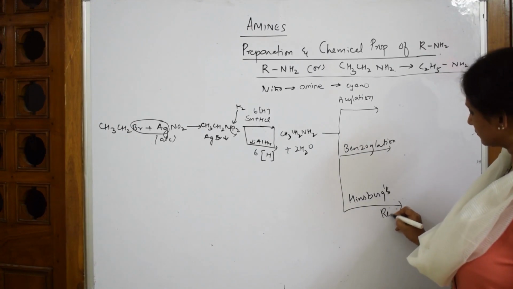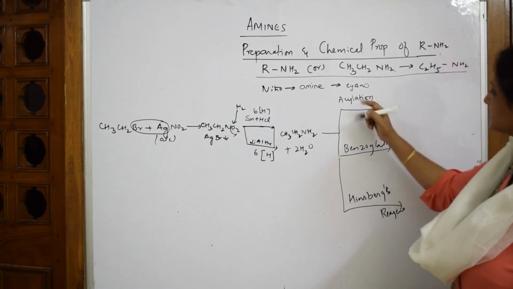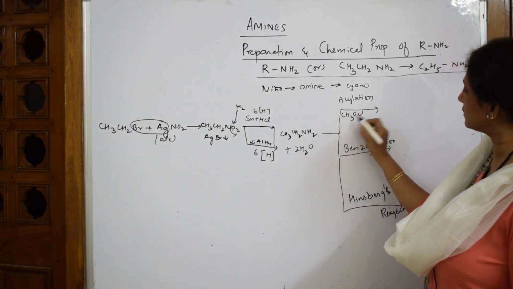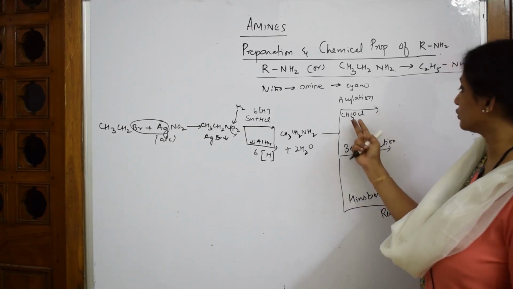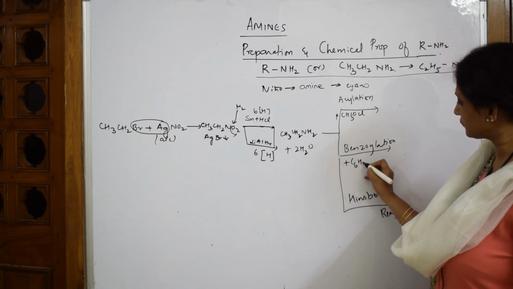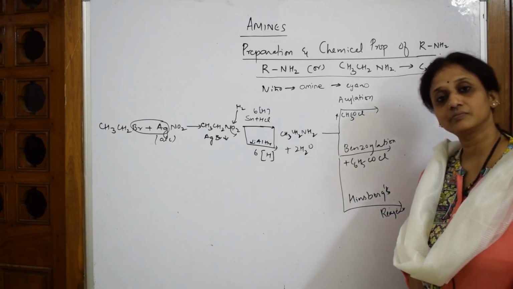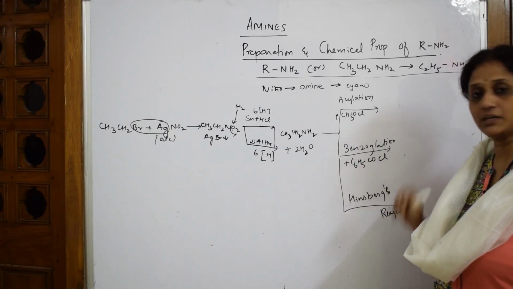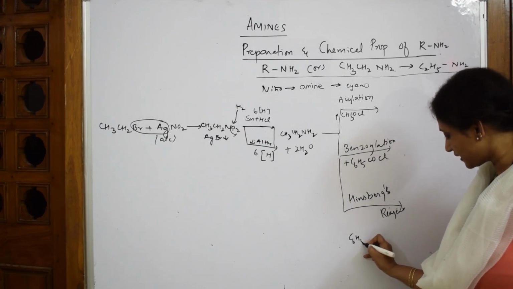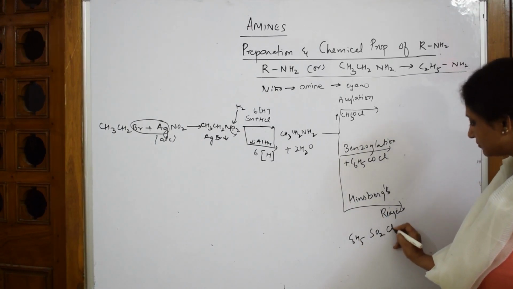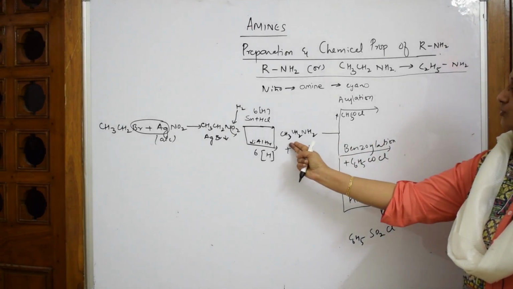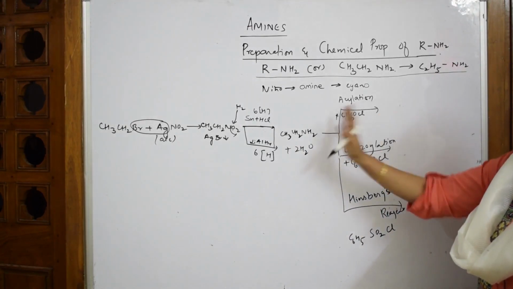Now, what actually is this acylation? Acylation is addition of CH3COCl, the acyl group. Benzoylation is addition of C6H5COCl. That is your benzoyl group. Hinsberg reagent is C6H5SO2Cl. This is Hinsberg reagent. Okay, let's see. Now what will happen in the paper? If they give you primary amine, you have to add this and see, just addition only.